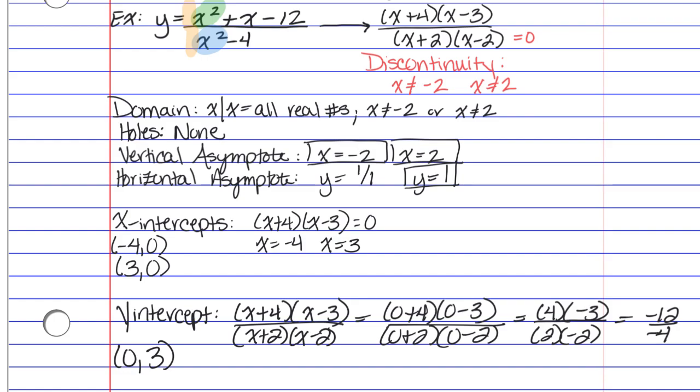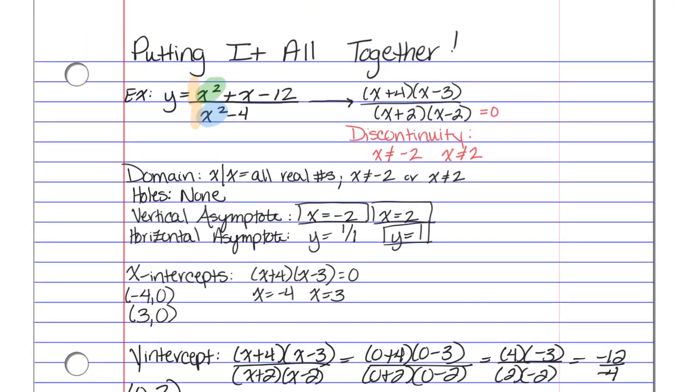So that is how you take all of the key features and put them together. You're looking at domain, and whether your points of discontinuity are asymptotes or holes, so whether they're able to be canceled or not. You have your horizontal asymptotes, which is the relationship between the numerator and the denominator as far as the degree of the polynomial. You have your x-intercepts where your y value is equal to 0, and your y-intercepts where your x value is equal to 0.